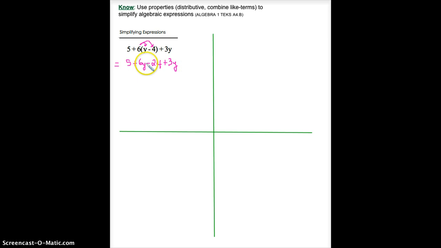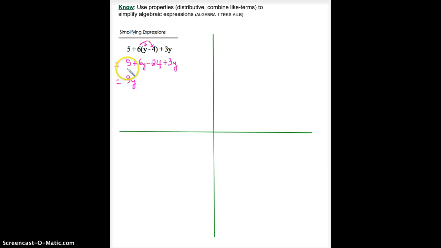Now after we've done this, you've seen that we have taken care of the parentheses, so that means we multiplied it through. The next thing we're going to do is look to see if we have any like terms. As you can see, here's 6y, here's 3y. Those are considered like terms. We're going to have to combine those together, so we get 9y altogether. 6y plus 3y is 9y.